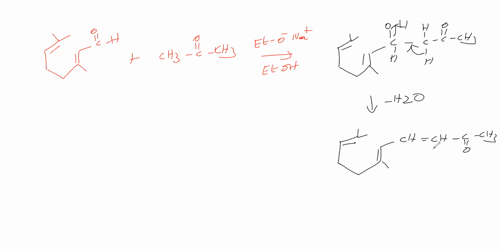COCH3. So this compound we are getting. Okay, sir. Next reaction we'll see: condensation with the nitroalkanes. Now we will take an aldehyde or ketone, for example benzaldehyde. Now we are taking a nitroalkane which is having alpha hydrogen.